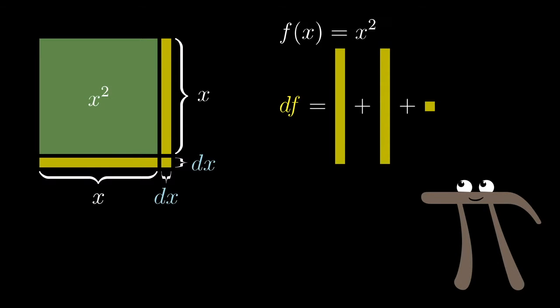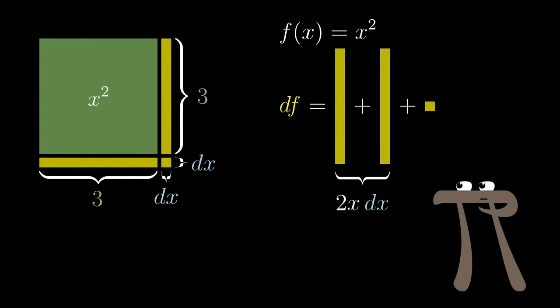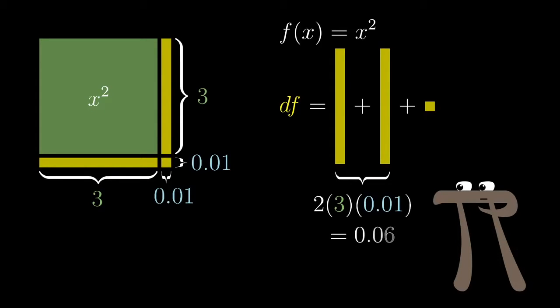Now you can see that there's 3 new bits of area in this diagram, 2 thin rectangles and a minuscule square. The 2 thin rectangles each have side lengths of x and dx, so they account for 2 times x times dx units of new area. For example, let's say x was 3 and dx was 0.01, then that new area from these 2 thin rectangles would be 2 times 3 times 0.01, which is 0.06, about 6 times the size of dx.